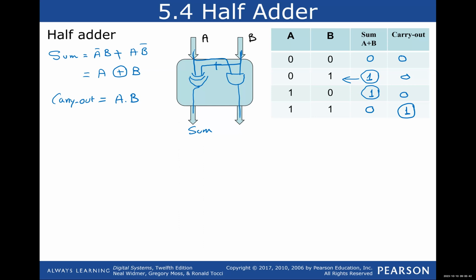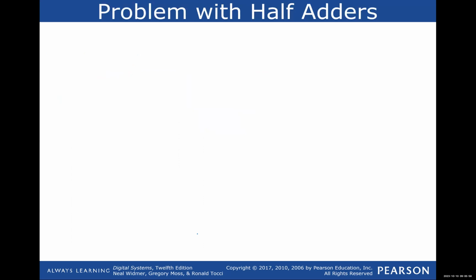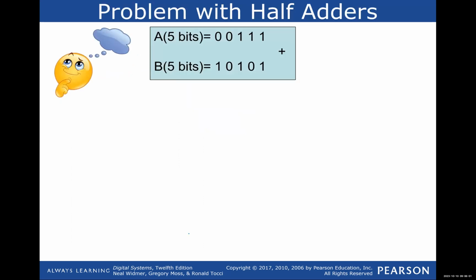Now, we need to think a little bit. Here, I'm adding only a single bit plus a single bit, right? Now, my question is, what if I want to add a 4-bit plus a 4-bit or an 8-bit plus an 8-bit? This is not really going to work, right? So for example here, if I have A equal to 0, 0, 1, 1, 1, so these are 5 bits, and I want to add it to B that is equal to 1, 0, 1, 0, 1, okay?